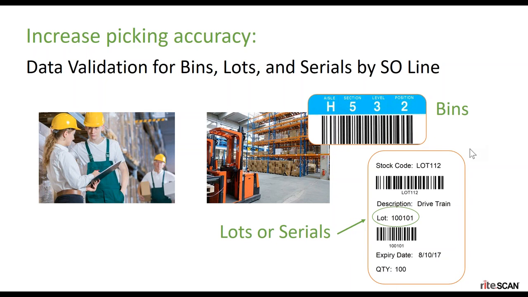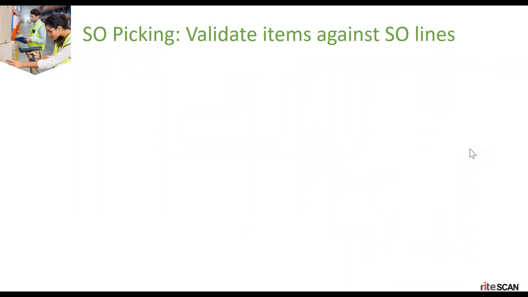So you'll notice here, you can see an example of a bin barcode, having your pallet racking barcoded with those bin locations, as well as a typical stock code barcode, which may include a lot number or a serial number and things like that on it to validate that data as well. So let's talk about how those validations take place in riteSCAN.